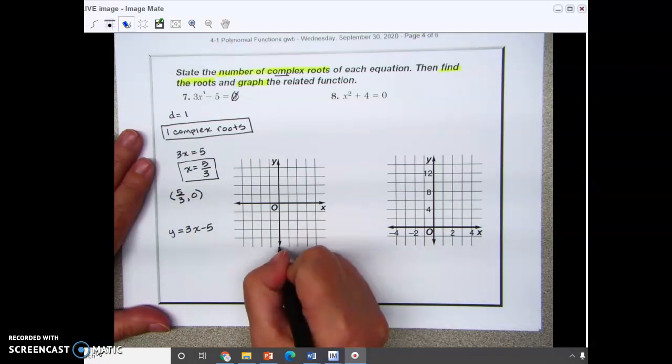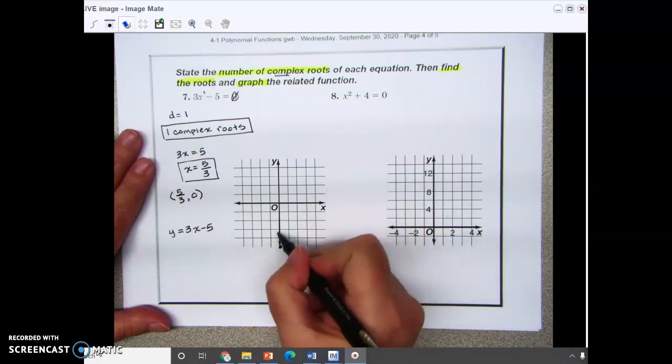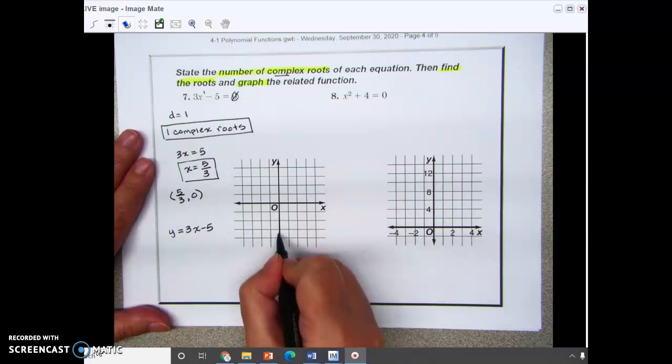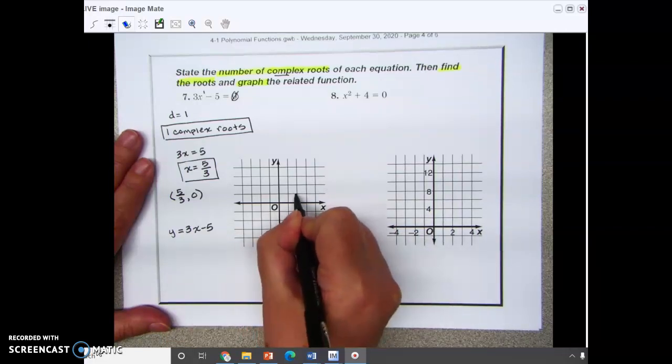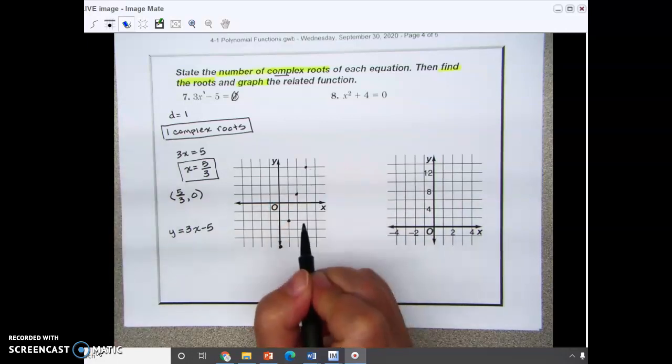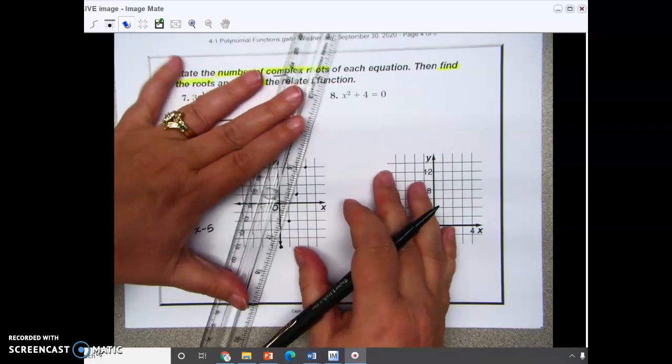So we've got an intercept at -5. I think that's -5. And then a slope of 3. So we're going to go up 3 and to the right 1. And so when I graph that, I get this line.